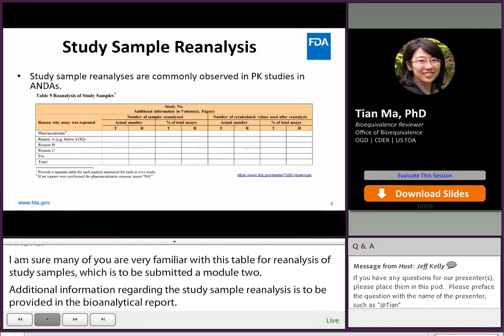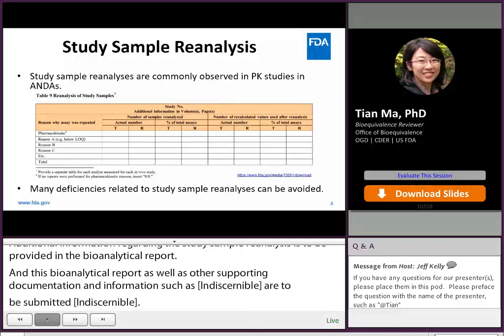During our review, we noticed that many deficiencies related to the study sample reanalysis are common, and many of them can be avoided. So this presentation is to talk about the common deficiencies, as well as to identify ways to avoid them.